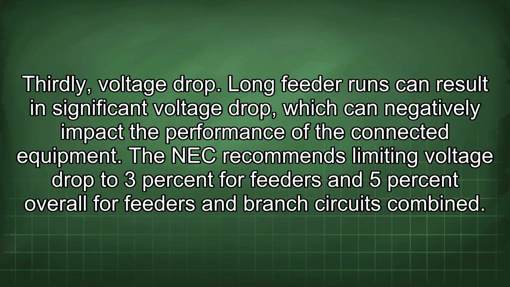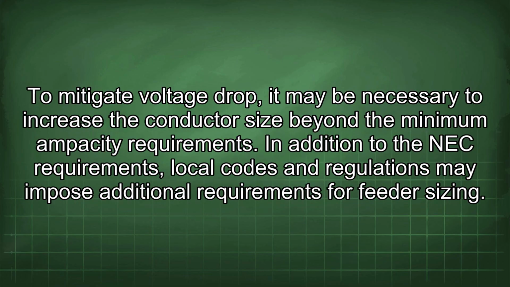Thirdly, voltage drop. Long feeder runs can result in significant voltage drop, which can negatively impact the performance of the connected equipment. The NEC recommends limiting voltage drop to 3% for feeders and 5% overall for feeders and branch circuits combined. To mitigate voltage drop, it may be necessary to increase the conductor size beyond the minimum ampacity requirements.